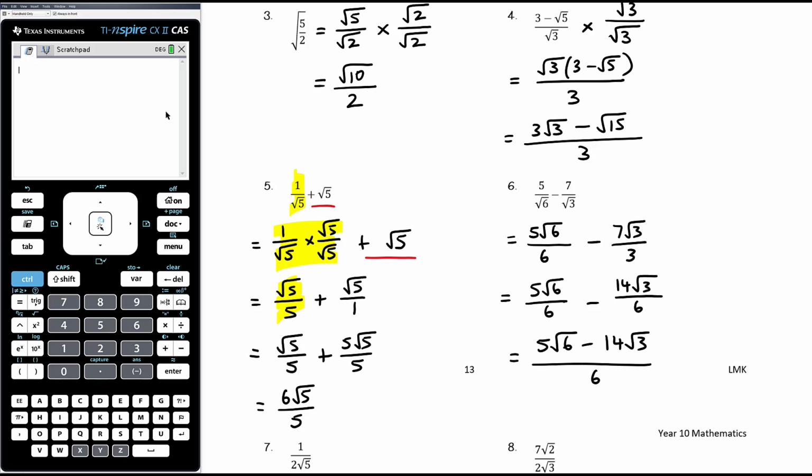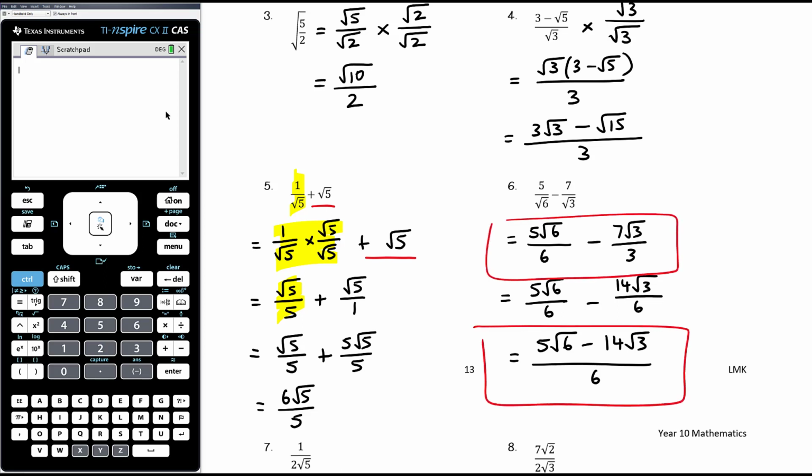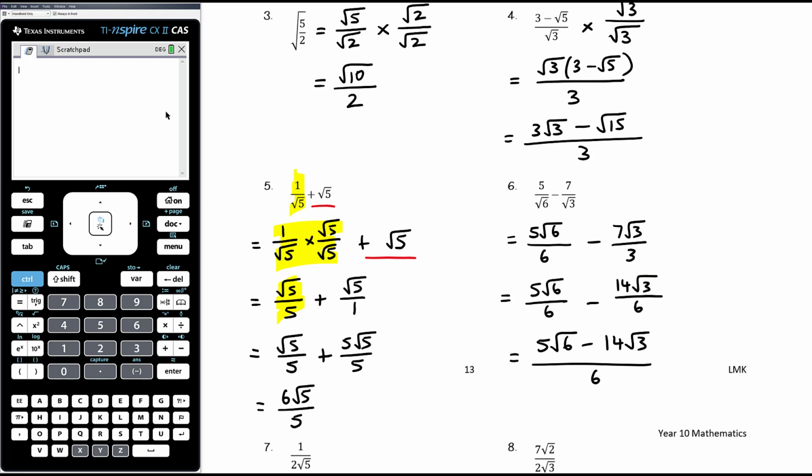Given that they're not like surds, actually that and that, they are both as simple as each other. Whereas here, we couldn't just stop at this point. We did need to combine them together because they were like surds. So you could leave it as two separate fractions, or you could combine it together into the one fraction. Both of these answers are fine.